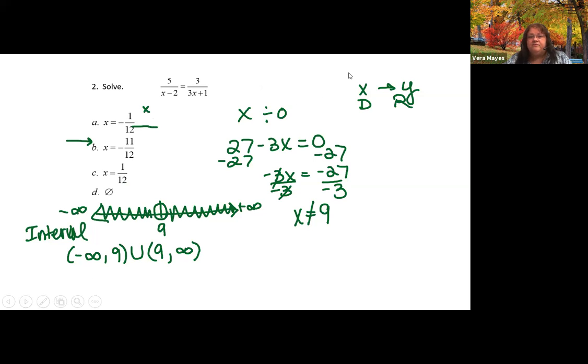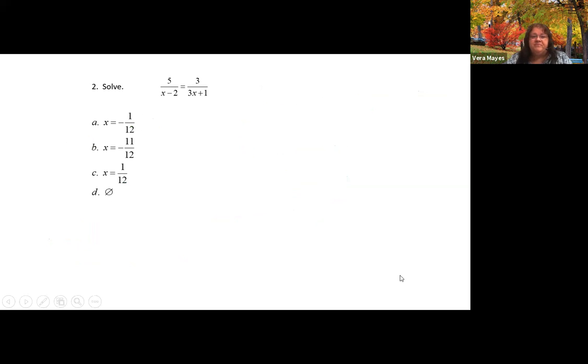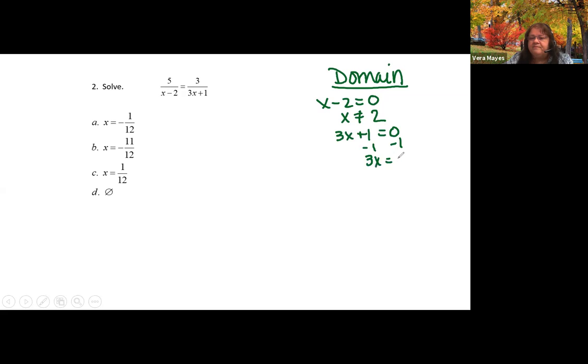All right. Unfortunately, it's going to make me clean my drawings each time. All right, so this one is a solve. Now, when I solve these, one of the first things we always remind ourselves is, again, what numbers are in our domain? Which ones can we not use? So we look at the bottoms. We set the bottoms equal to 0 like we just did. We said, okay, we can't use 2 because 2 would make this fraction go to 0. 3x plus 1, set that equal to 0 and solve it all the way for the x. So x cannot be negative 1/3.